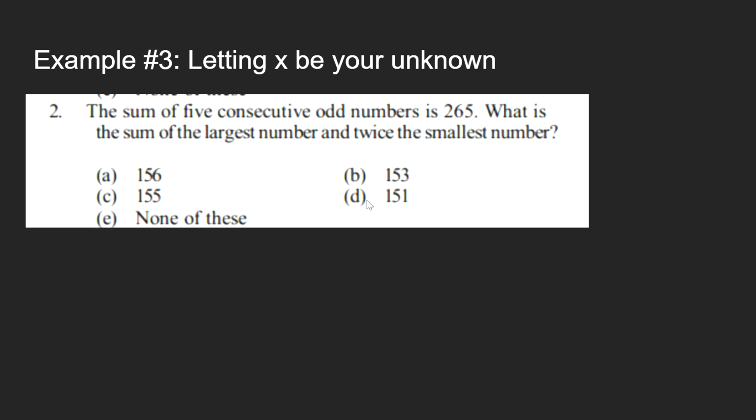Let's look at another example. So this is a more advanced one too. The sum of 5 consecutive odd numbers is 265. So what is the sum of the largest number and twice the smallest number? So for this, we have to tap on another field of knowledge.